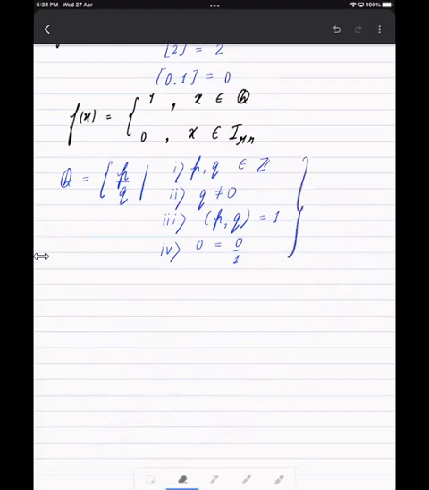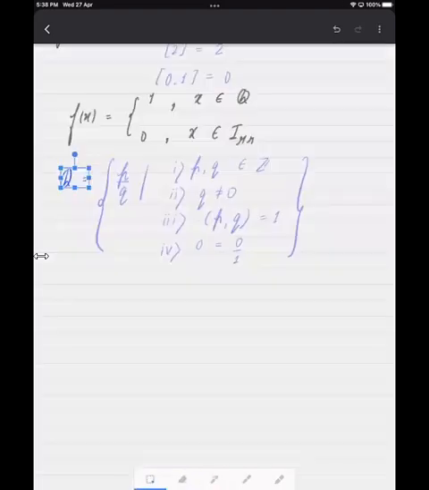Now, tell me, is it a continuous function or a discontinuous function? What do you know about this function?